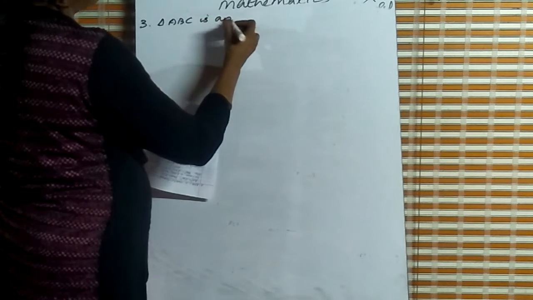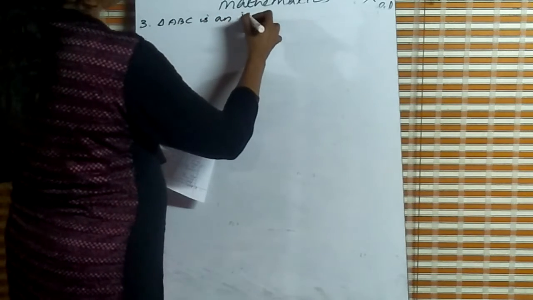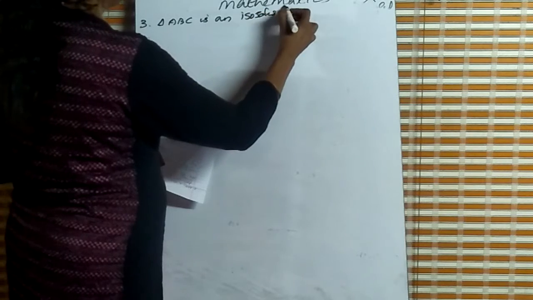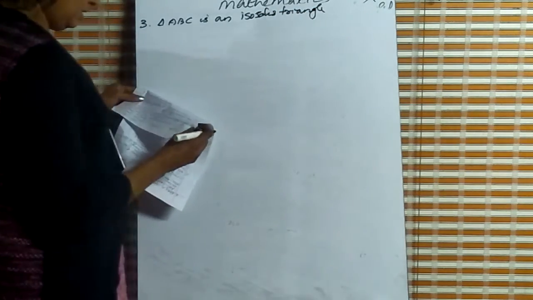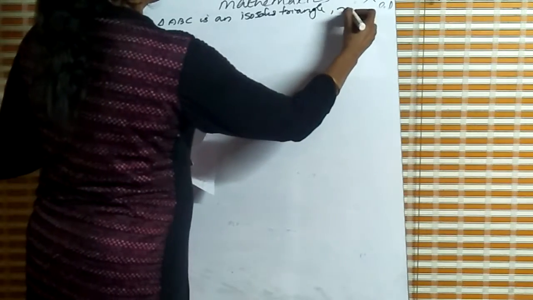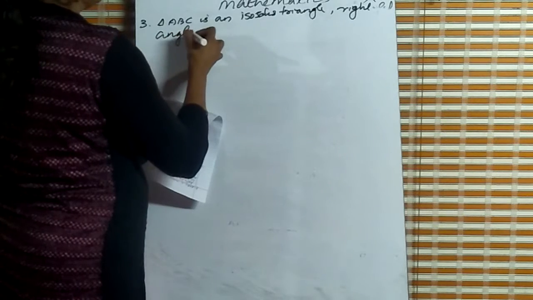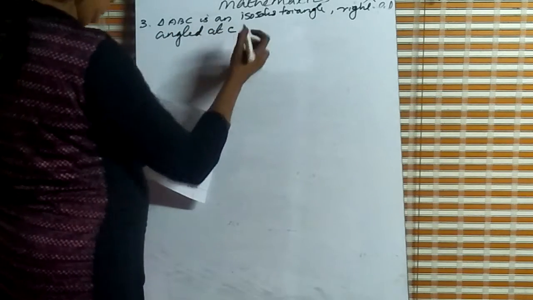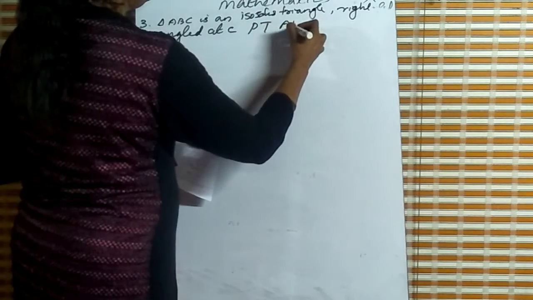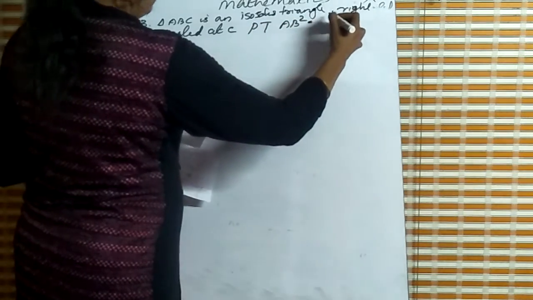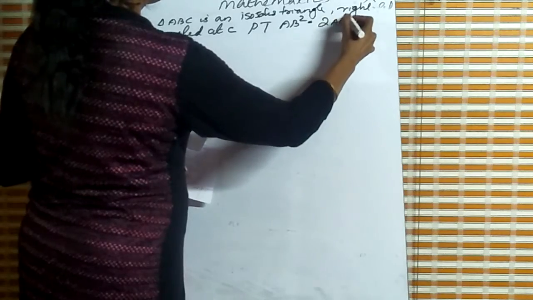Triangle ABC is an isosceles triangle right angled at C. Prove that AB square is equal to 2AC square.